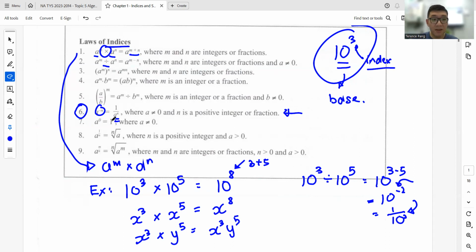If you are dealing with algebra, the same thing applies. x cubed divided by x to the power of 5 gives 1 over x to the power of 2, or x to the power of minus 2. That's fine.